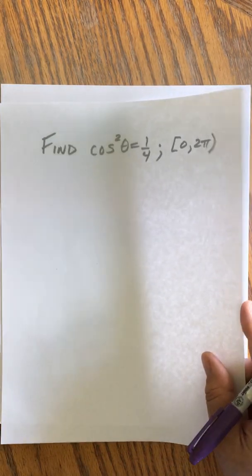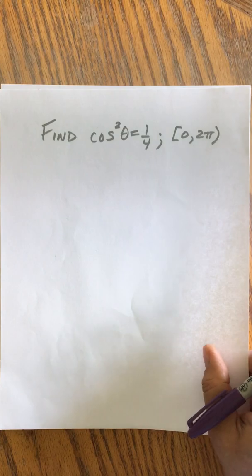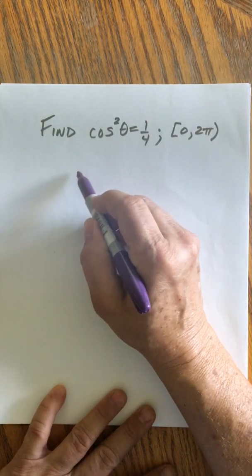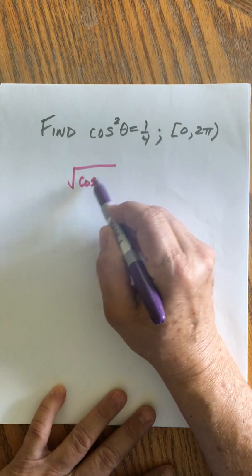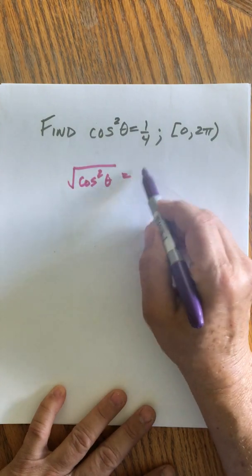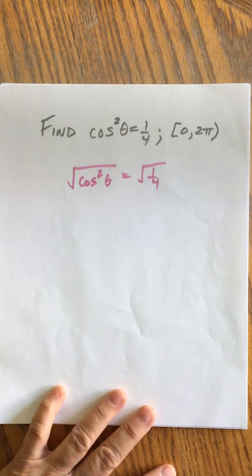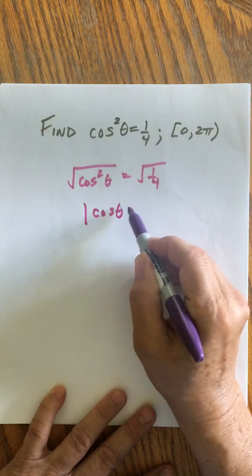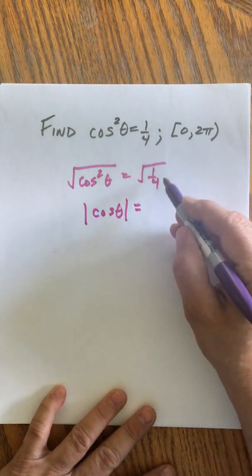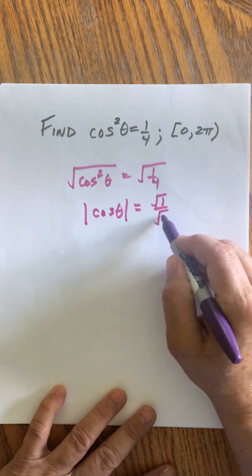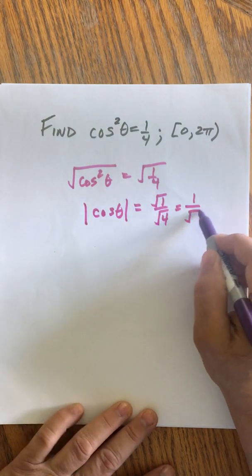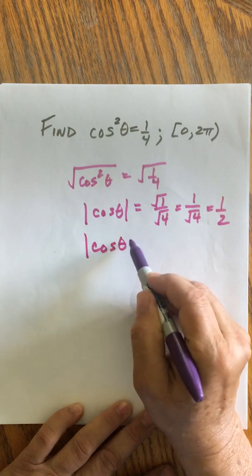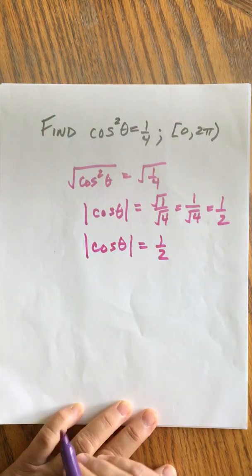All right, so let's take a look at this one. So here I'm going to say, okay, I'm going to take the square root of cosine squared of the angle, and I'm going to take the square root of a fourth. Now, here I'm going to have the absolute value of cosine of the angle, right, is equal to the square root of 1 over the square root of 4, which is 1 over 2, right? So what I have here is cosine of the angle, absolute value, is a half, okay?